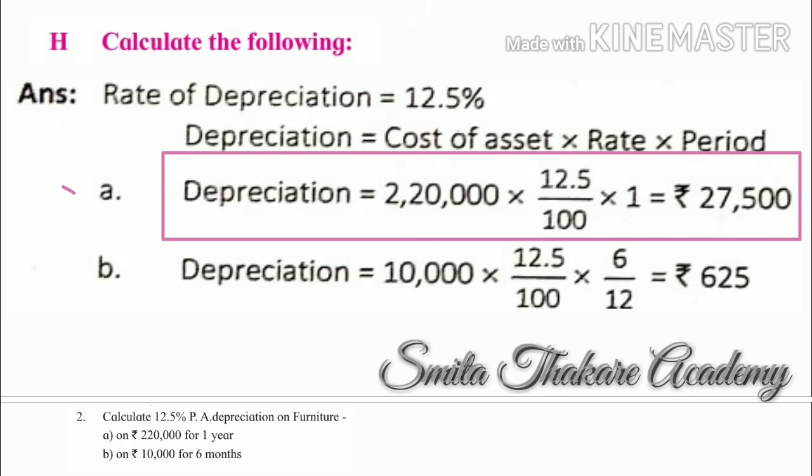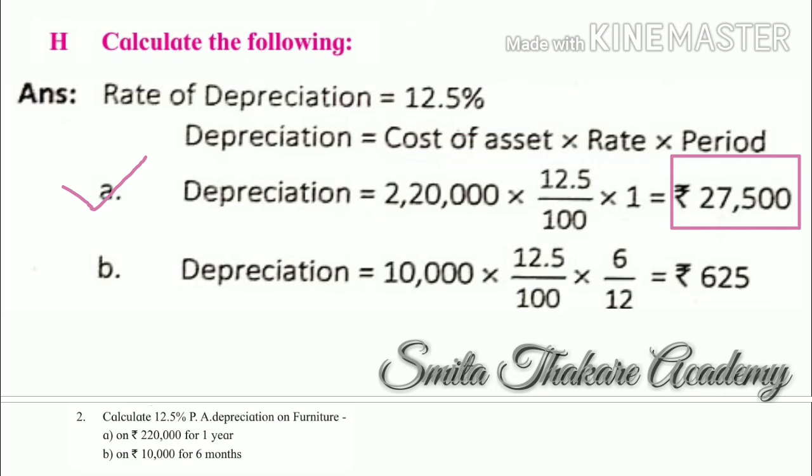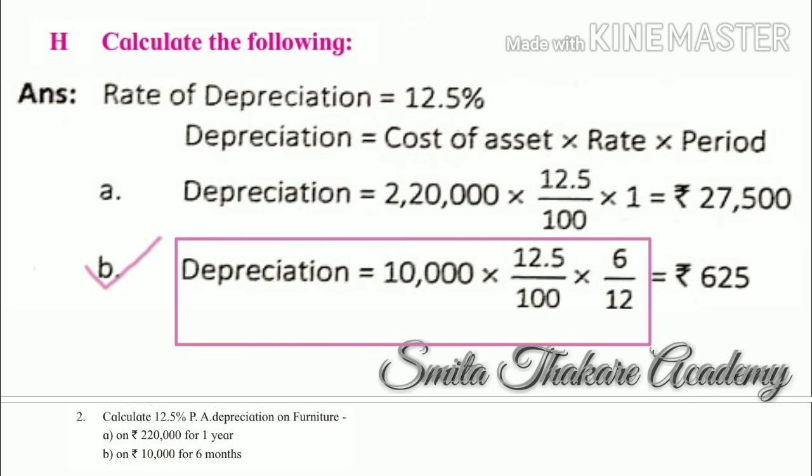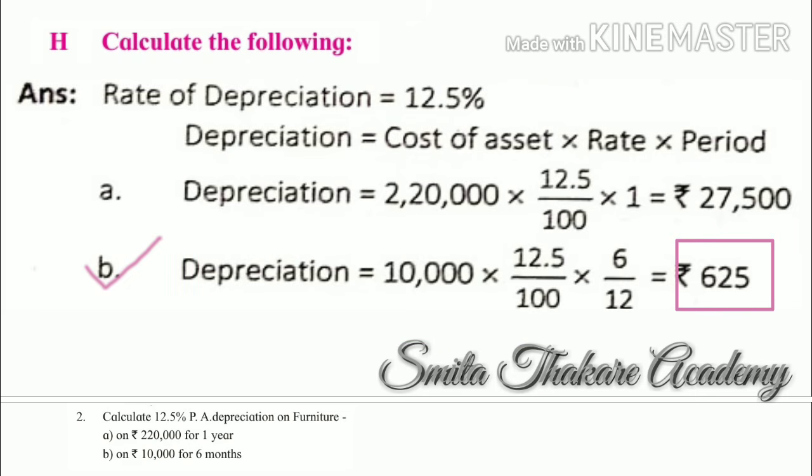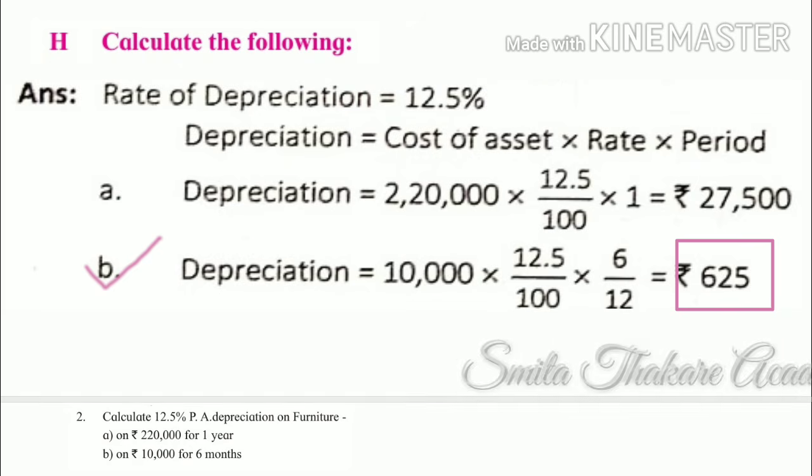Condition first, depreciation is equal to 2,20,000 into 12.5 divided by 100 into 1, that is 1 year. So the depreciation will be 27,500. Now B1, depreciation 10,000 into 12.5 divided by 100 into 6 months, that is into 6 divided by 12. So the answer is 625.